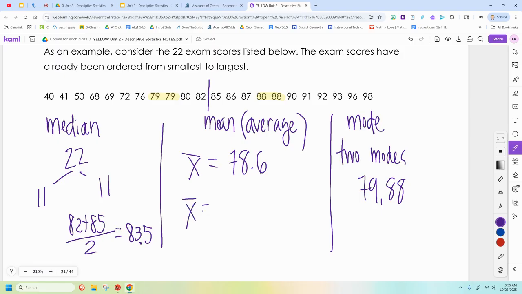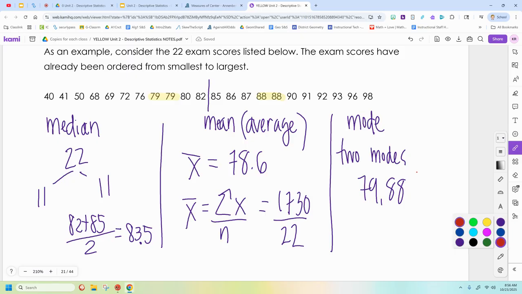And the way that it got that answer is it had a sum. So that's a sigma, uppercase sigma. So the sum of all the numbers was 1,730, and then divided by the number of test scores, and that was 22. Okay. All right. So we have three different centers. We have these two centers, we have this center, and we have this center.